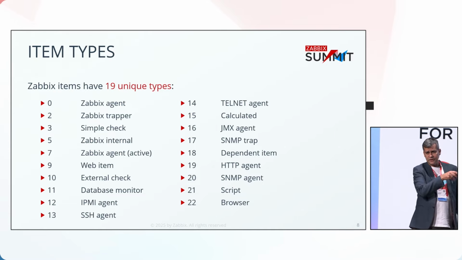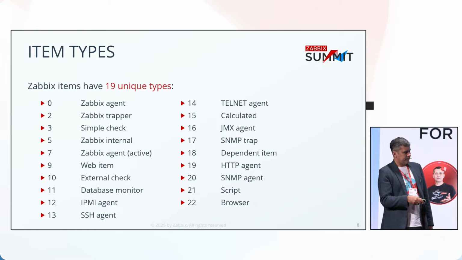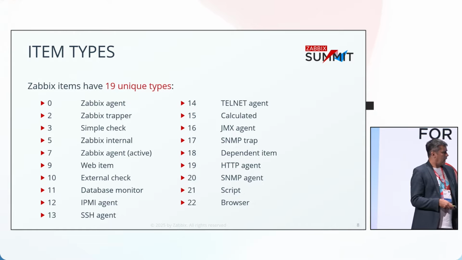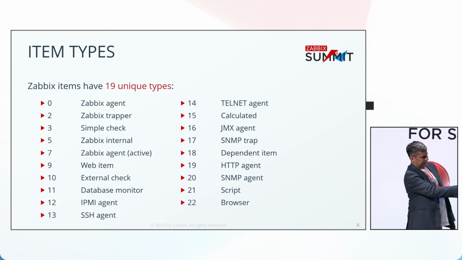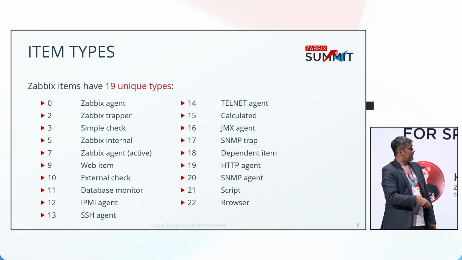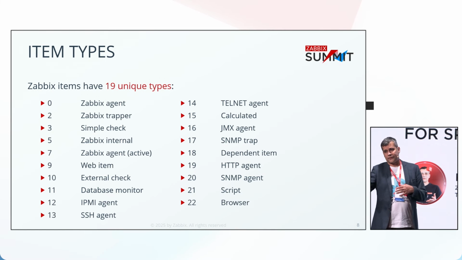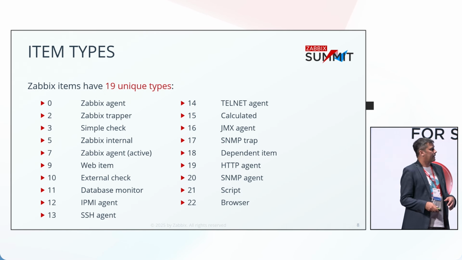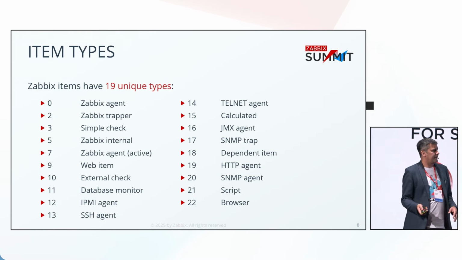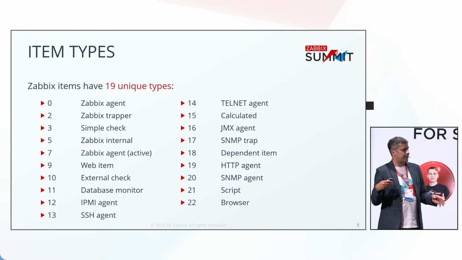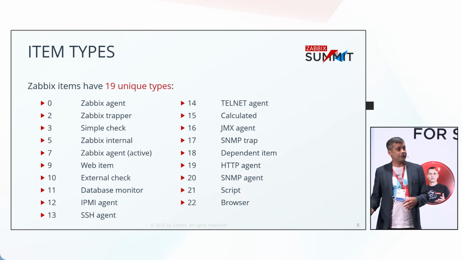Starting with the Zabbix agent, the oldest one, and the browser item. Why such strange numbers? Why do I have 90 for one type and the browser is 22? Because during the evolution of Zabbix, some item types disappeared. A long time ago we had SNMP1, SNMP2, SNMP3 as different item types. Now they are just SNMP.